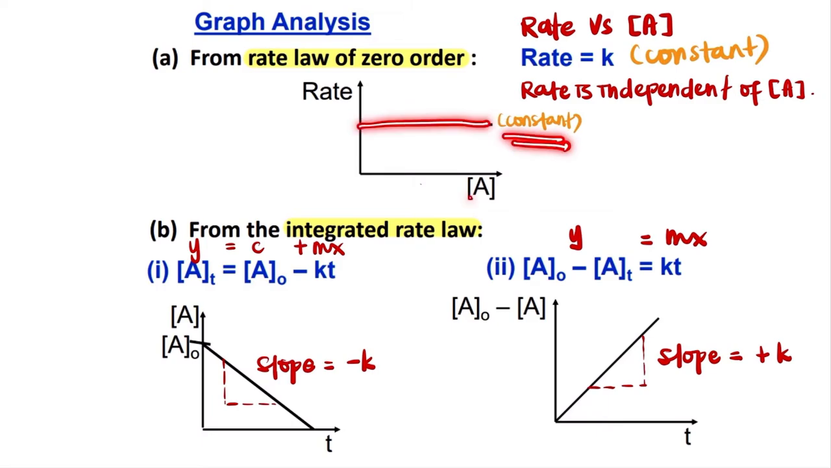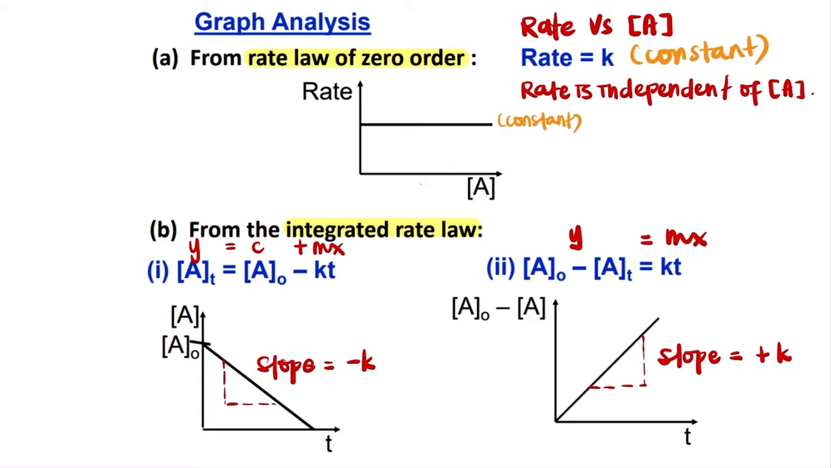So when your concentration increases, the rate will remain constant, because tengok sini rate law, awak dapat K je, tak ada pun concentration of A. So rate is independent of concentration of A for zero order reaction.